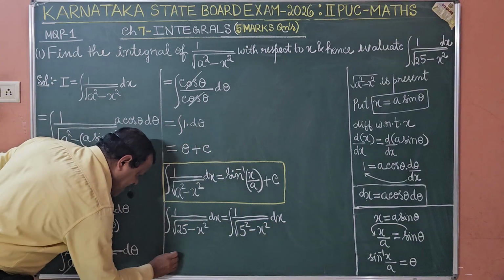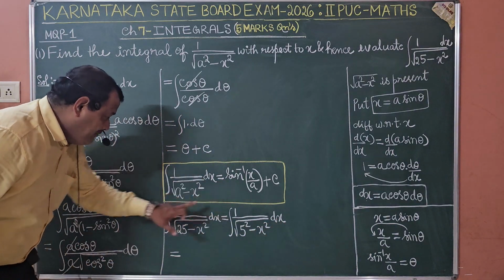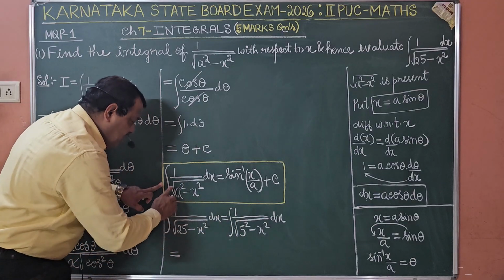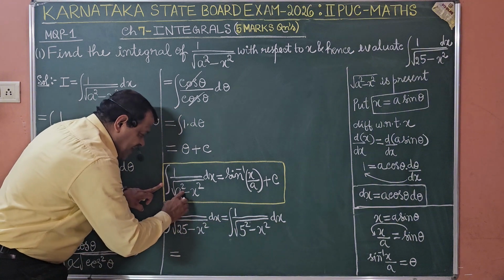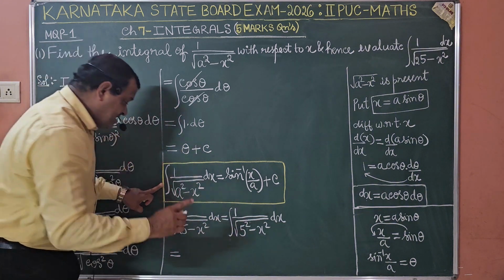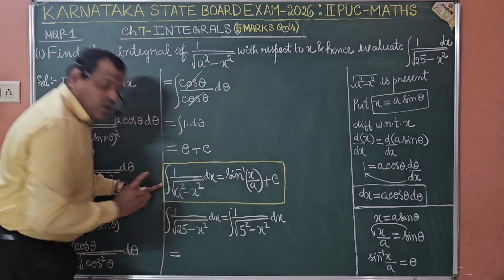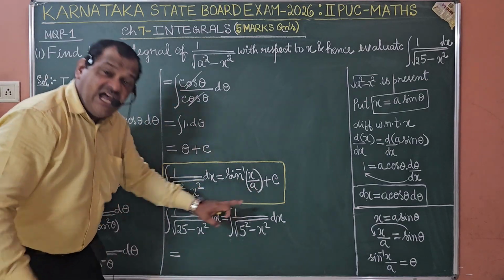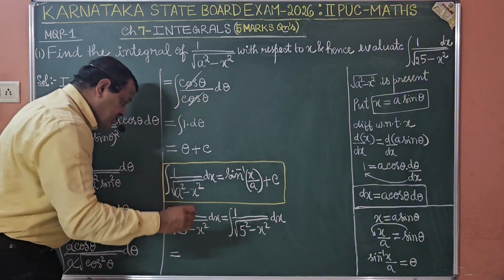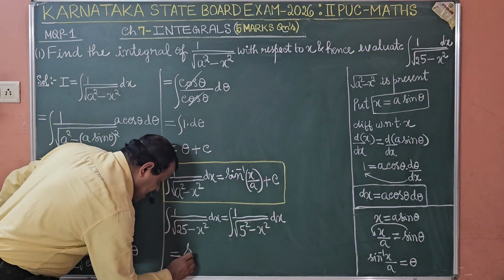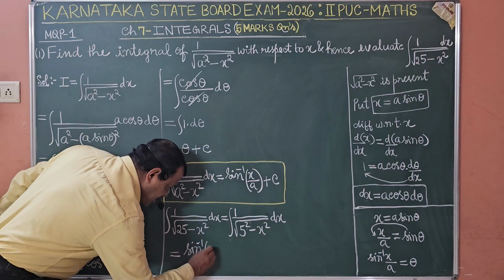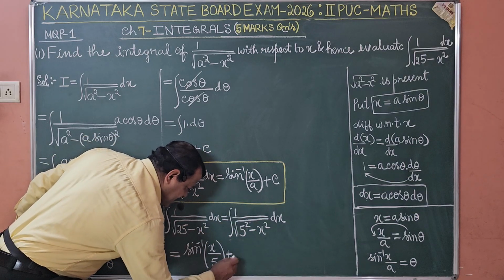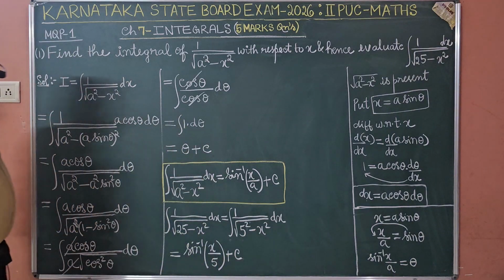Now please use the previous formula. Compare: integration symbol as it is, 1 by ratio same, square root same. Instead of a square we have 5 square, or in other words, small letter a is 5. Therefore, even on the right hand side where a is there, I should put 5. Therefore this becomes the answer: sine inverse of x by a, a is 5, plus c. So this is the complete 5 marks solution.